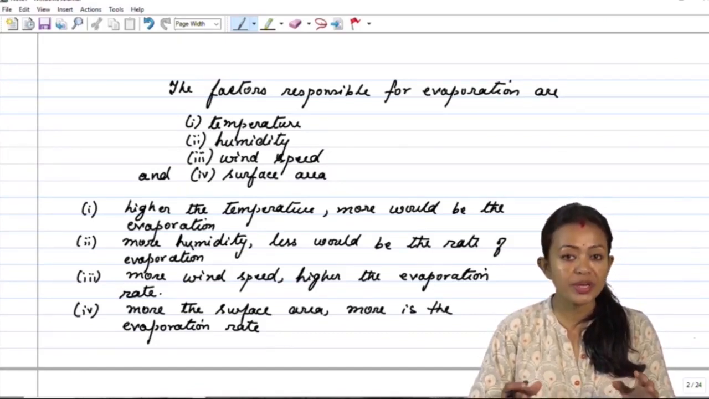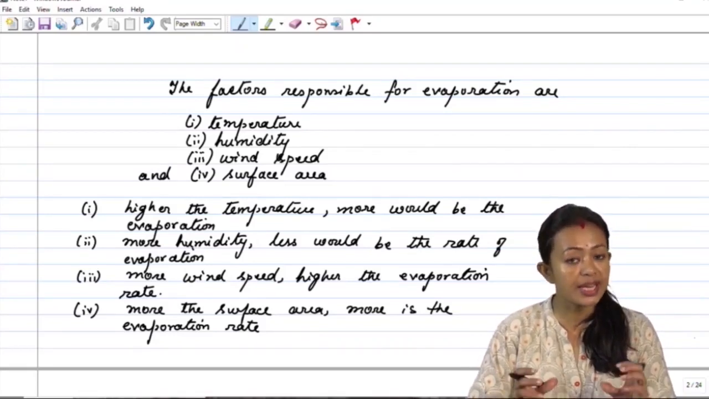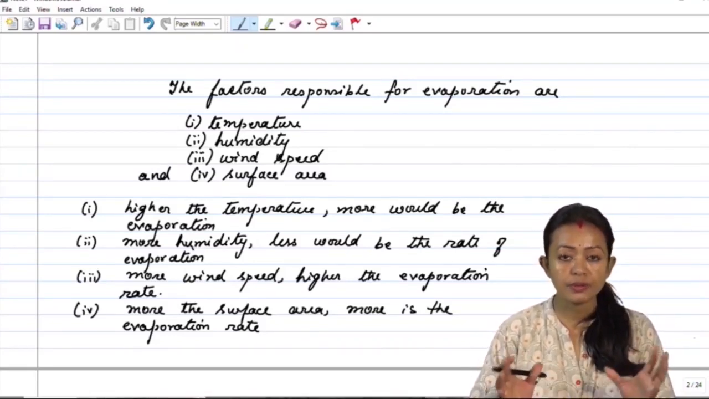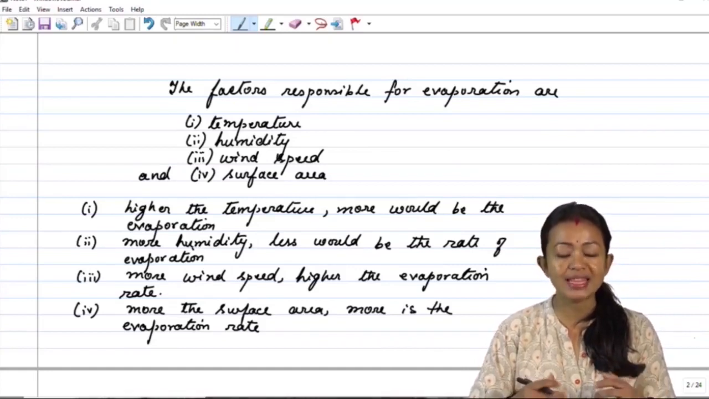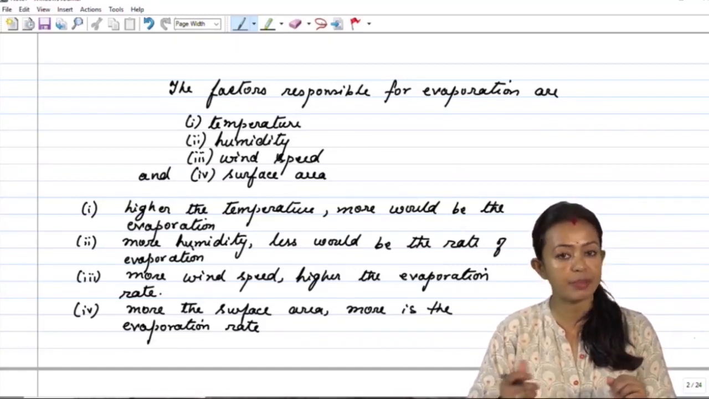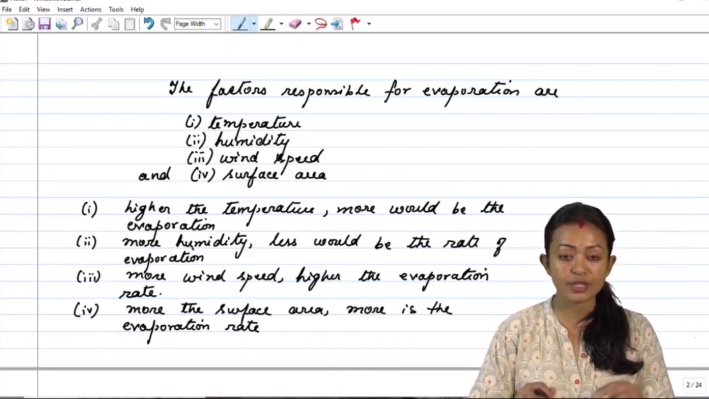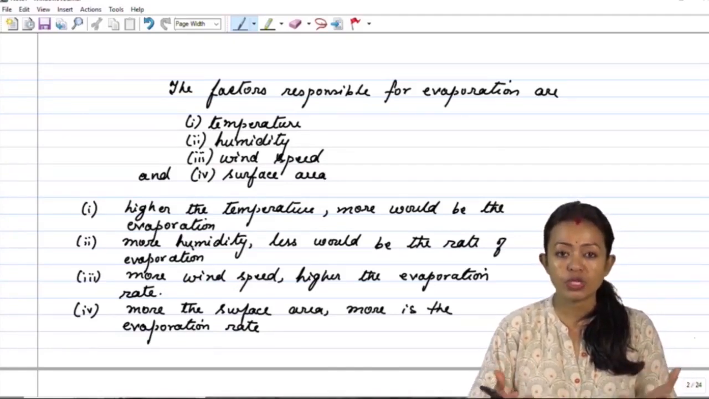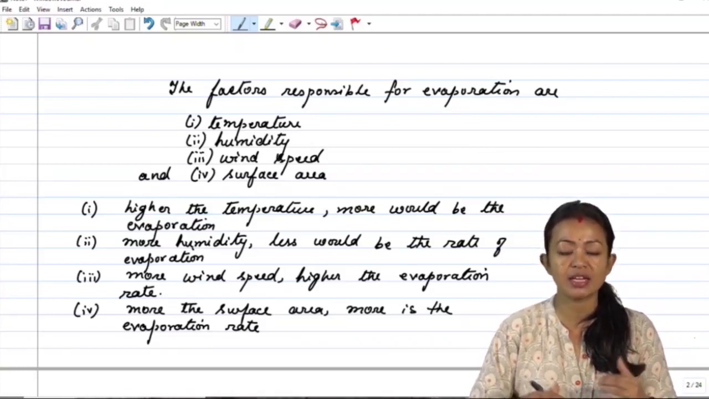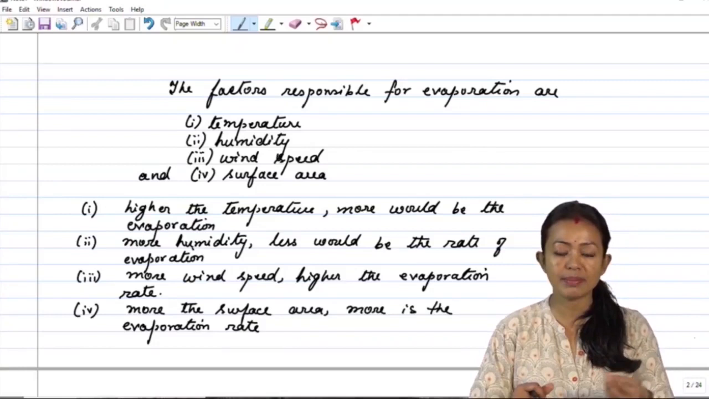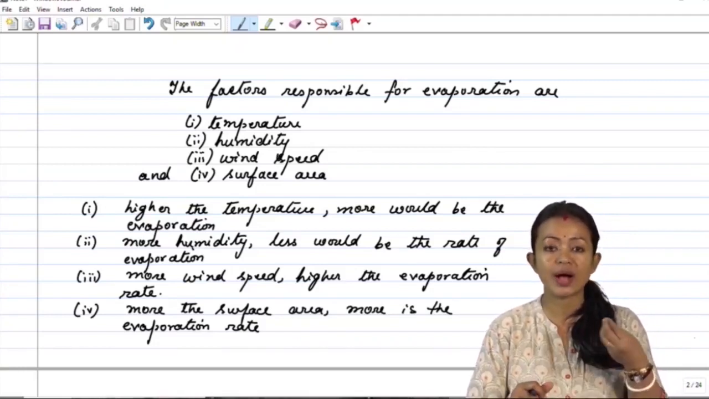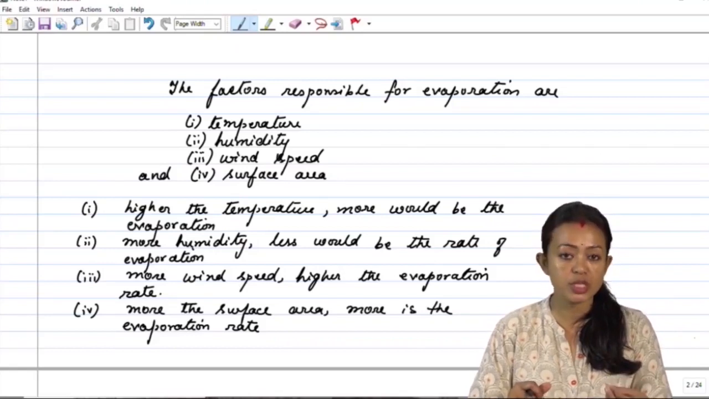Similarly, when it is quite windy, if you spread the cloth, you will find that the cloth dries faster. Why? Because the wind is inducing energy into the water molecules which are present, and thus it helps them get converted into the vapor state. And as I had already explained how surface area influences, and why we spread out the cloth to the maximum, so that the maximum amount of water molecules can get exposed to the atmosphere and get converted into the vapor state. So these small examples that we see in and around us help us to identify the factors that are responsible for evaporation.